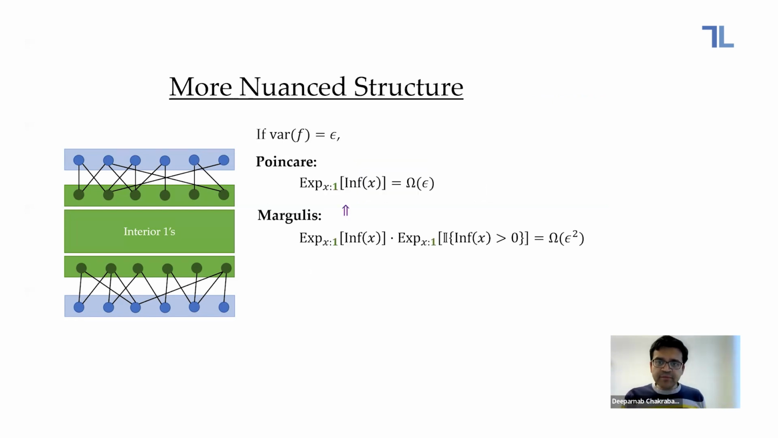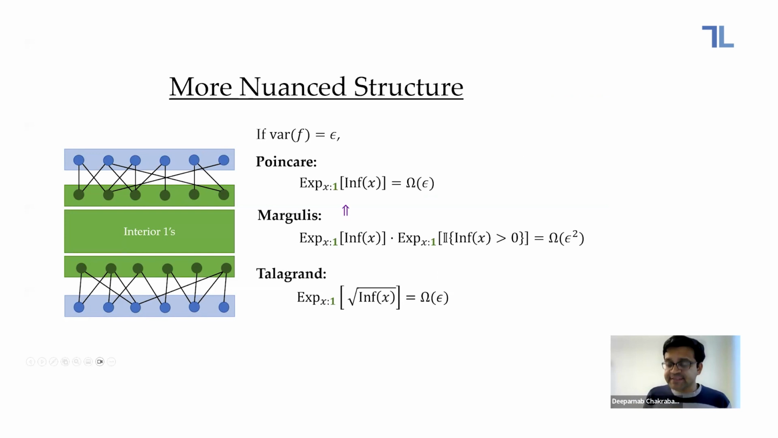And what he proves is this statement: if my function is balanced, if the variance is constant, then this object is also constant. Now compare this with Poincaré. Poincaré says that the average degree is a constant, and this is saying the average square root of the degree is a constant. So it's a much stronger statement than Poincaré. And in fact, how does it connect to Margulis?